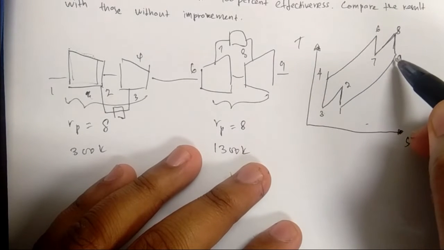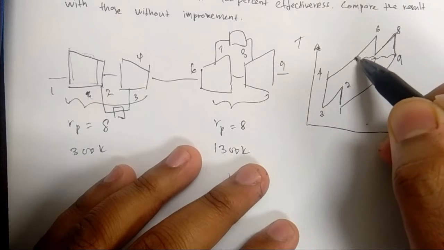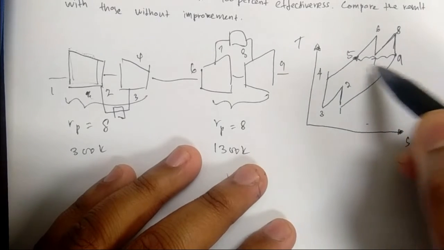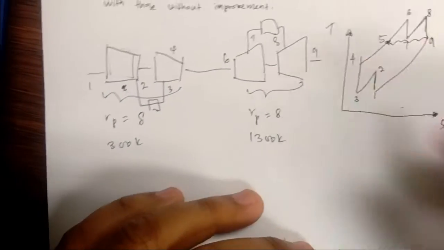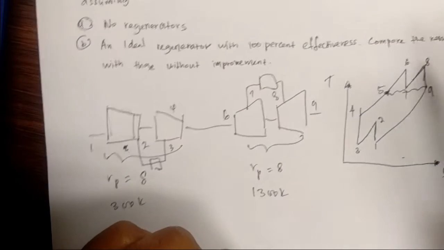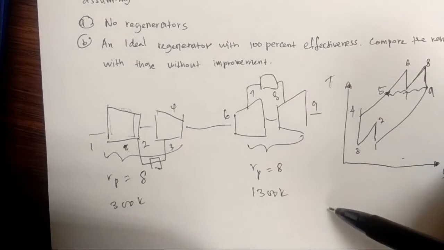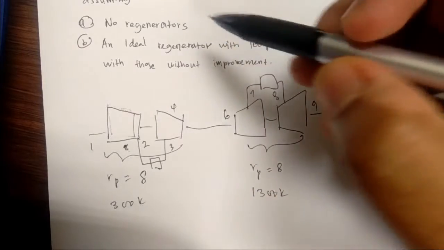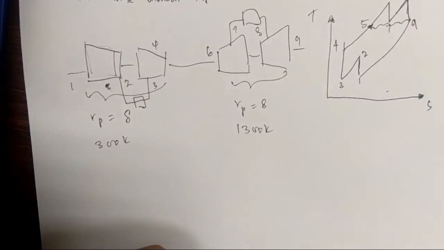Okay, if there is a regeneration process, the state will go to the state 5. State 5 is over here if there is a regeneration. Okay, now let's imagine if there is no regeneration yet, so how much is the thermal efficiency. Okay, this is for question A, so we do this first without the regeneration.